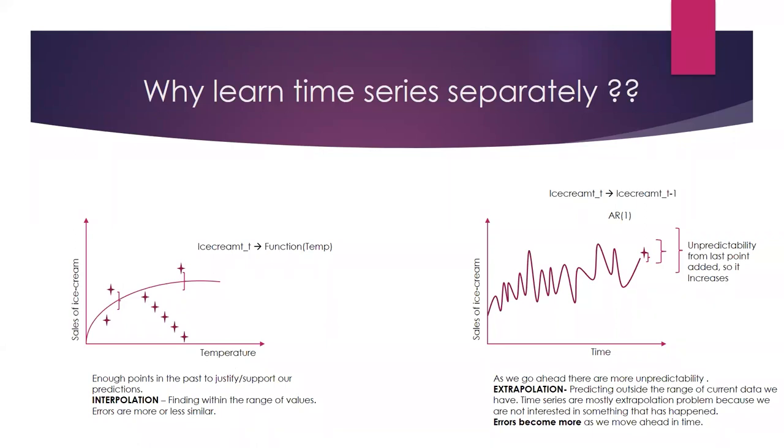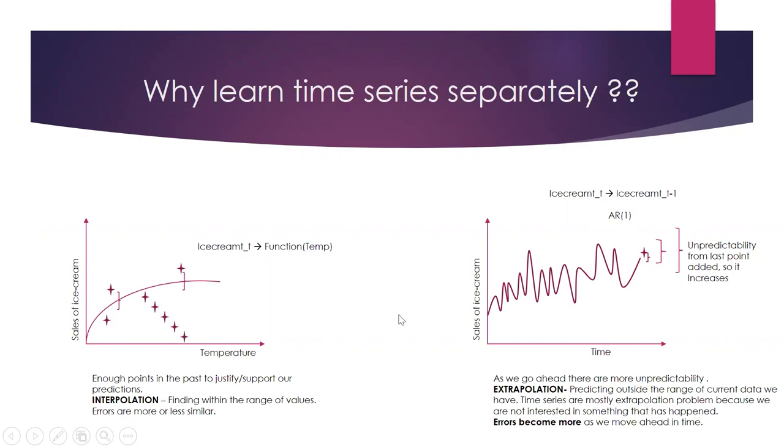If I am plotting, say, from 5 degrees Celsius to 40 degrees Celsius, any temperature we see might repeat. So if I want to find the sales of ice cream at any given point, I'll have a lot of points nearby to support or justify my predictions. So this kind of problem is an interpolation problem. Why interpolation? Because we are finding values from within the range of values. This is the range of values for temperature, and I have a lot of points in it.